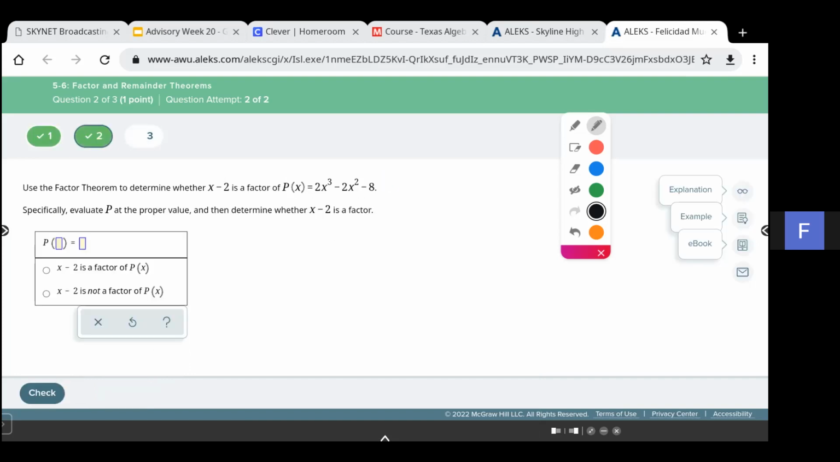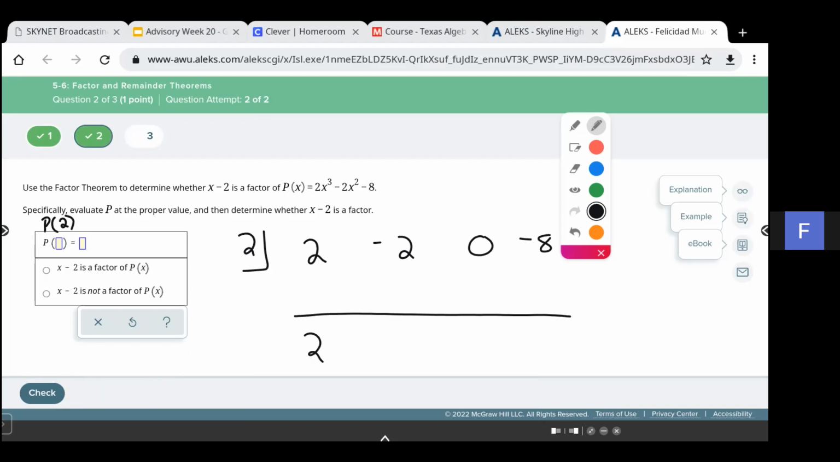This is a good possibility. So let's go ahead and take a look here. If I did this one, I'm going to put a 2 for my multiplier. So I'm looking at P of 2. 2, negative 2, 0, negative 8. So let's see. 2, 4, negative 2, negative 4.